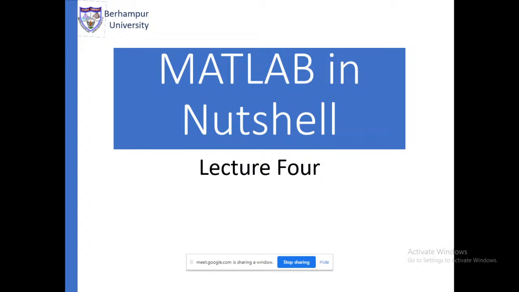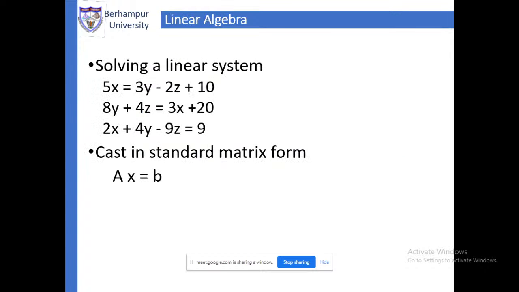level of efficiency in MATLAB programming. If it is not up to mark, then we'll go to details of MATLAB. So let me start here. We'll start with some linear algebra.